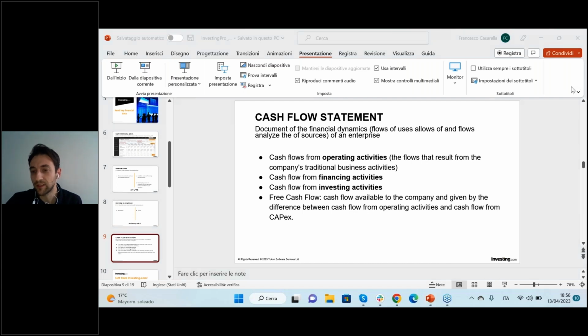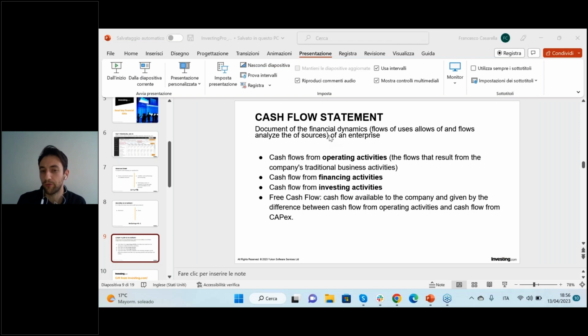As you have seen, when someone tells you cash is king, okay? Why is cash king? Because money is the main thing for a company, and we can check it in the cash flow statement. The cash flow statement is split into different items. The main items are mentioned here below.